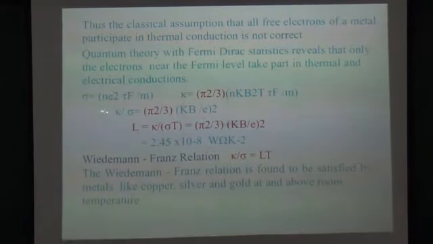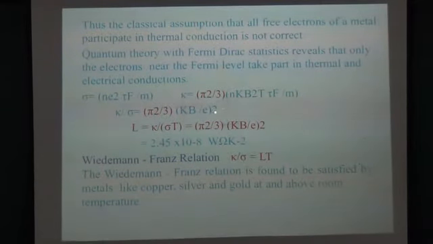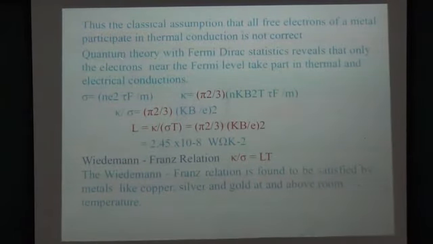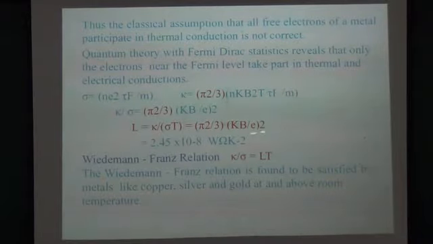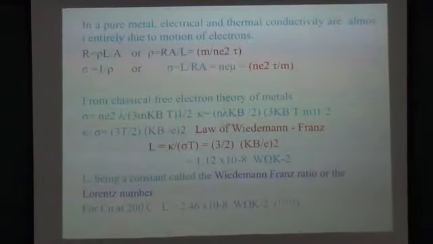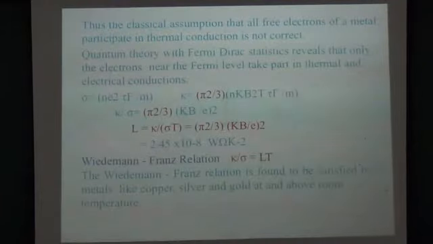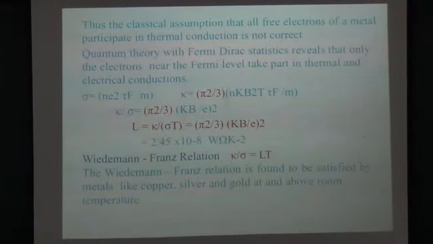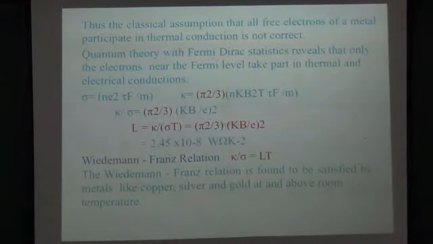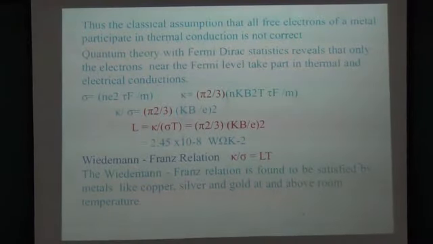Similarly, we can write down K by this formula. If you calculate the ratio of K over sigma again, it comes out to be pi squared by 3 times (kB over e) whole squared. You again substitute the values of kB and e. It comes out to be 2.56 times 10 to the power minus 8. Our experimental value was 2.46 times 10 to the power minus 8. So the quantum theory with Fermi-Dirac statistics takes care of this relation, and our aim is to find out the electrical conductivity and thermal conductivity by making use of this experiment.